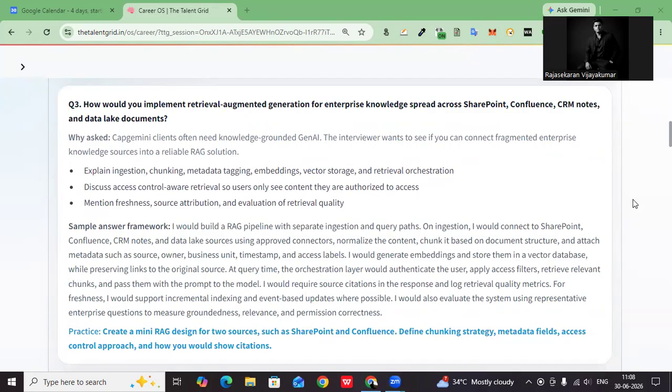So the next question is, how would you implement retrieval augmented generation, RAG, for enterprise knowledge spread across SharePoint, Confluence, CRM notes, and data lake documents?